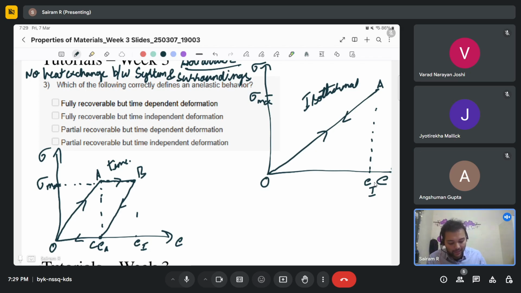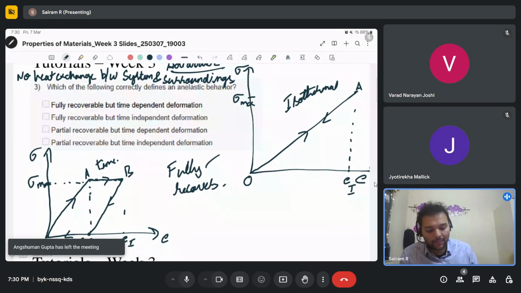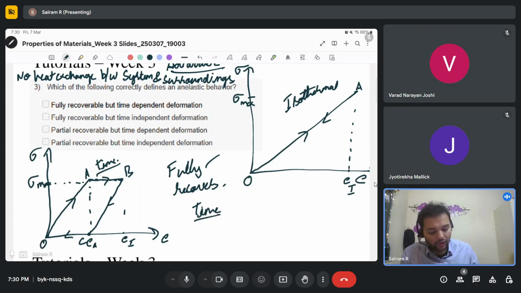But as we can see here, from the beginning condition to the final condition, the system fully recovers because we come back to point O, where it is the same as the initial condition. So the stress and strain is fully recovered. But the only thing that has happened over here is it is time dependent. So we need time for this deformation to come back to its original state.